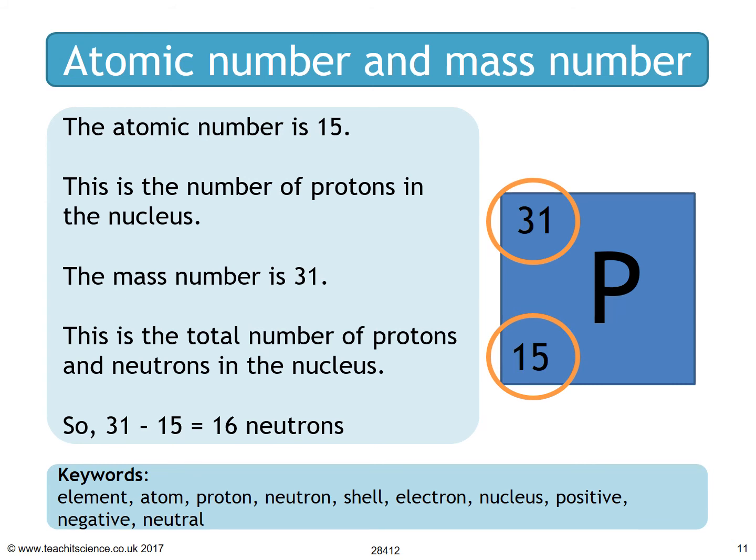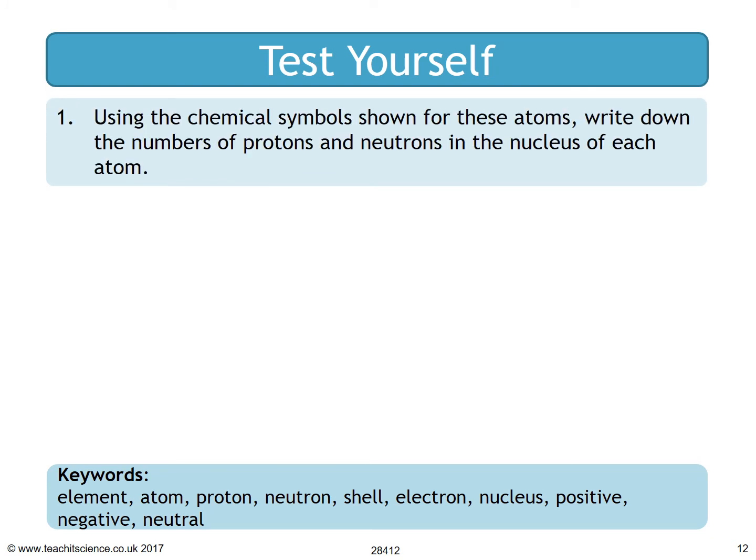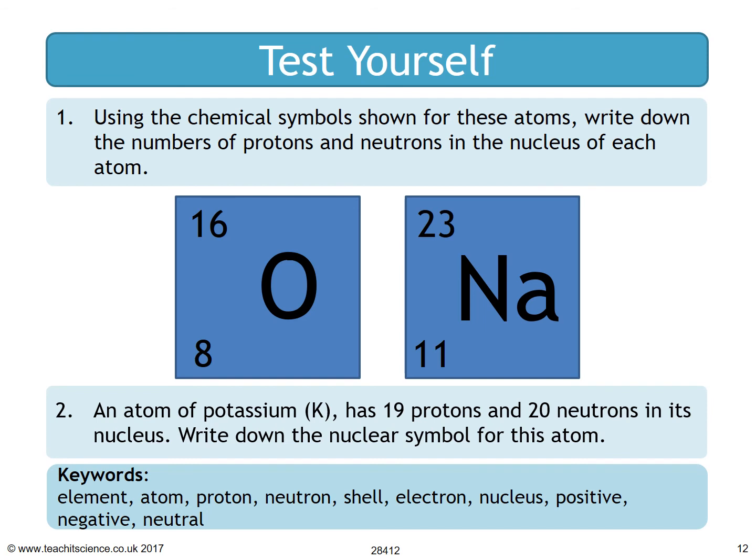Have a look now at other atoms on the periodic table and see if you can work out how many neutrons they have. Let's have a look now at these atoms. So, using the chemical symbols, write down the number of protons and the number of neutrons in each of the following. Once you've done that, consider this question. Potassium, with the element K, has 19 protons and 20 neutrons in its nucleus. So what would be its mass number and its atomic number?